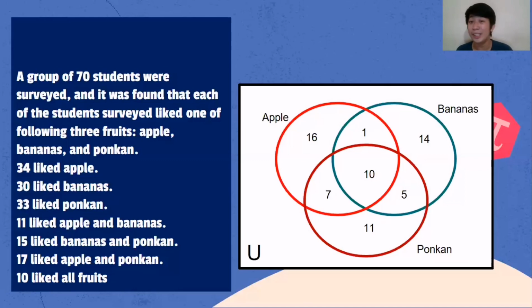So does it mean that our answer is wrong? It's not. We just need to... How many people do not like any of the fruits? There are 6. Very good. 70 minus the total of apple, bananas, and pumpkin. 1 plus 14, 15, plus 5, 20, 30, 31, 41, 48, 64. 70 minus 64, that is 6. That means there are 6 people who do not like apple, bananas, and pumpkin. And that is our lesson for today.